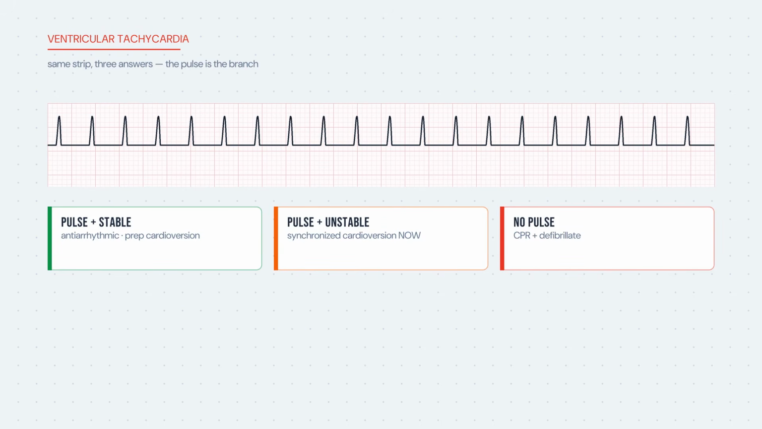Now the fork. If the patient has a pulse and is stable, awake, talking, adequate pressure, you have time. Antiarrhythmics like amiodarone and prepare for synchronized cardioversion. If the patient has a pulse but is unstable, hypotensive, altered, chest pain, synchronized cardioversion now. And if there is no pulse, this is a cardiac arrest. Start CPR and defibrillate. Same rhythm, 3 different responses. The pulse check is the branch.